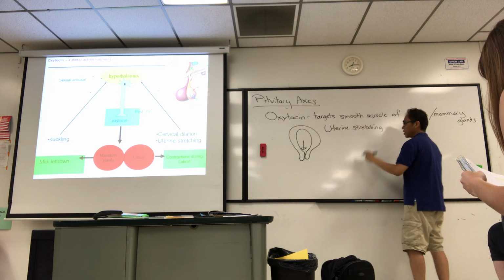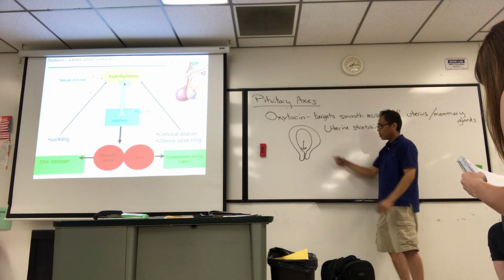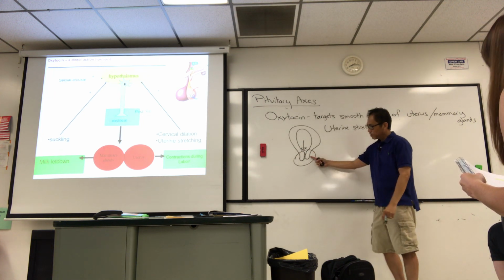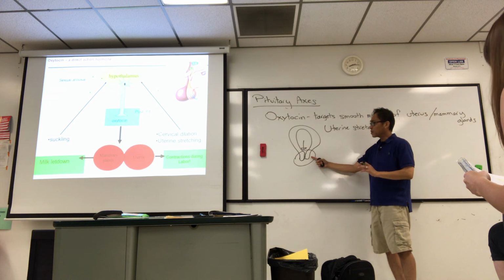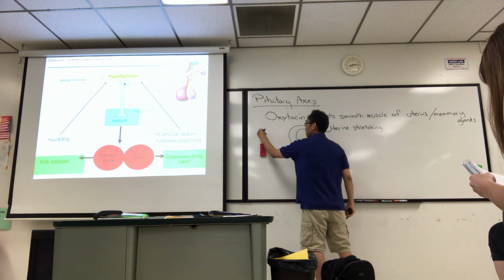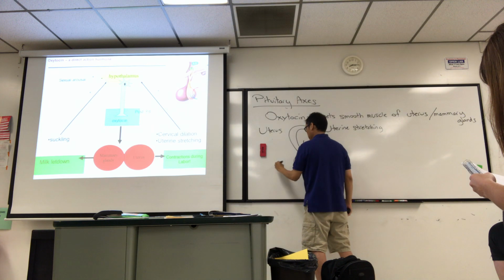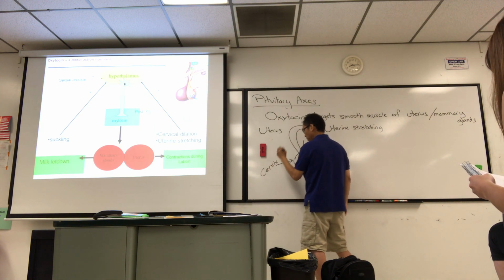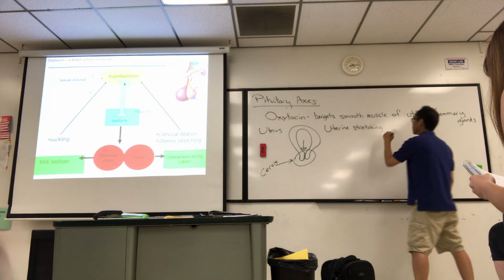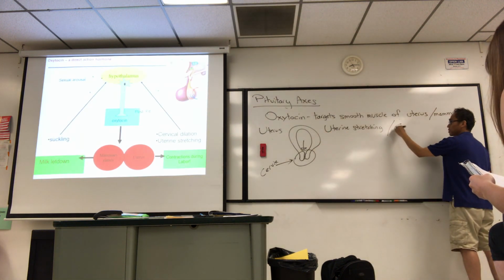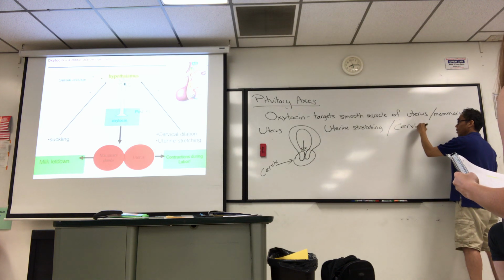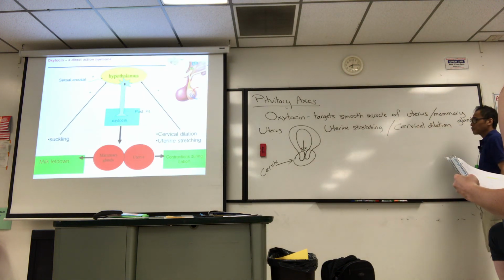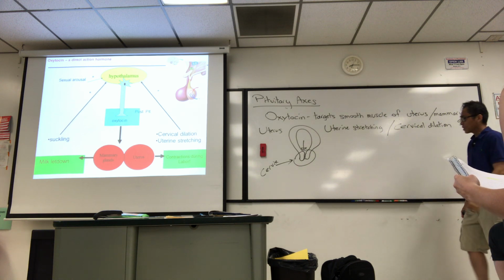So I'm going to call that uterine stretching, referring to the stretching of the uterine wall. This lower neck portion is called the cervix of the uterus. The whole thing is the uterus, but the cervix is this bottom part, the cervix of the uterus. So uterine stretching and cervical dilation stimulate oxytocin's release.